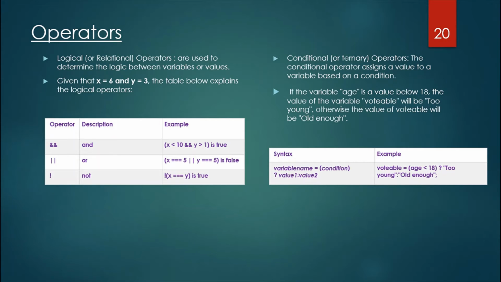In the example given here, votable is equal to age less than 18; if it is true, then too young, and if it is false, meaning somebody's age is more than 18, then old enough. There are many websites in which we are asking for this kind of condition, or maybe this is just an example. There can be many other different kinds of conditions.